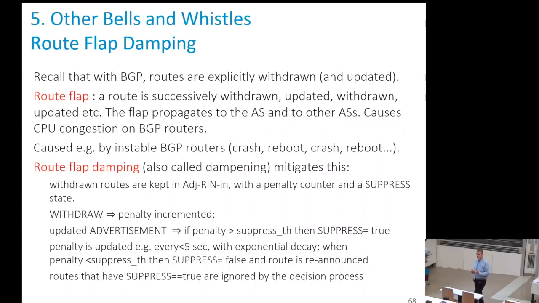In fact, that creates a denial of service attack against BGP, because now all BGP routers are very busy adding and removing the same routes again and again, and that may propagate to a large fraction of the internet. What would you do against that?